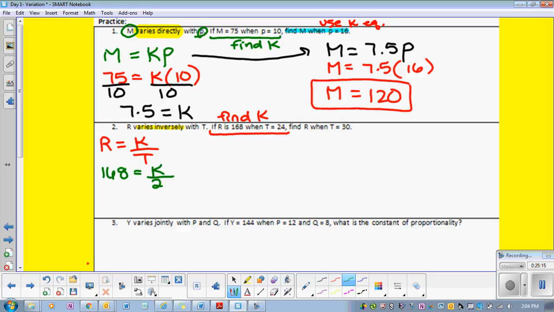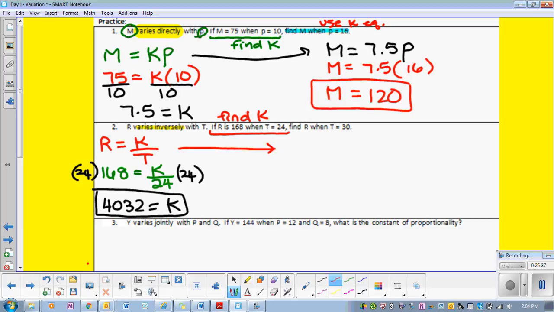T equals 24. Well, you need to multiply by 24 to find your K, and what is K? 4,032. Good, 4,032. So now you need to go and rewrite your original equation using your K. So R equals 4,032 over T. And then you can find the last part.